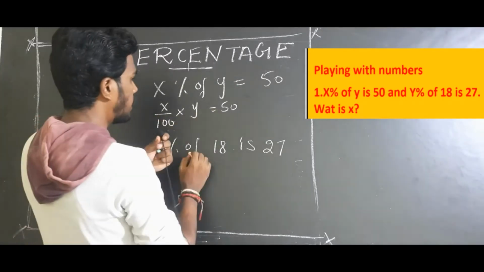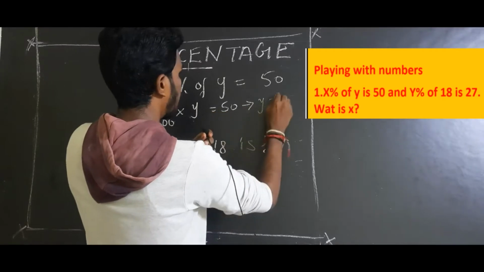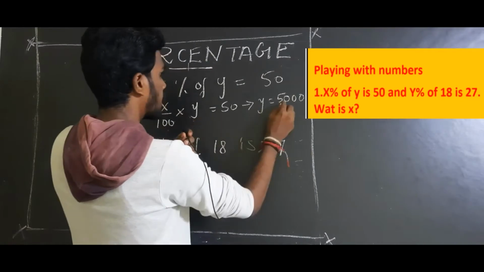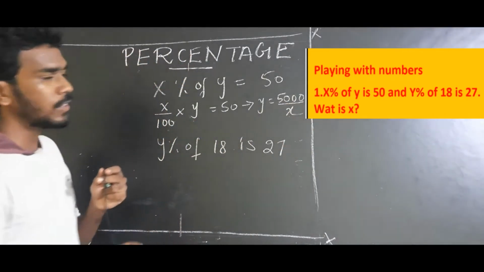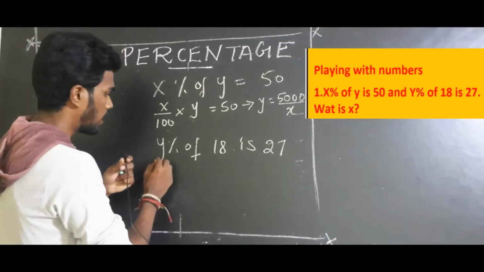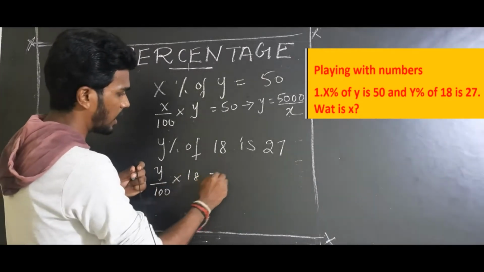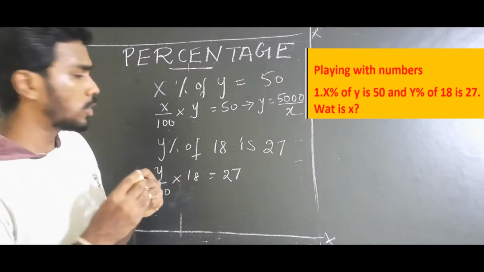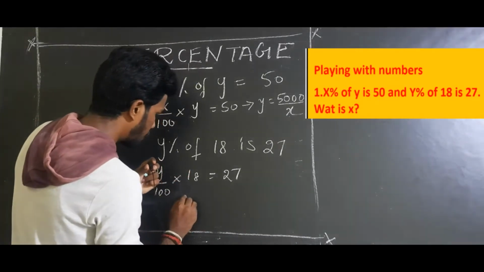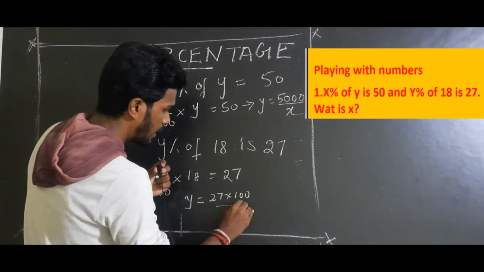Got it? So from this, I can find y is equal to 50 into 100, that is 2 zeros, divided by x. This gives you the value of y. Similarly, y percentage of 18 is 27. So y divided by 100, into 18, will give you 27. So I can write y is equal to 27 into 100 divided by 18.